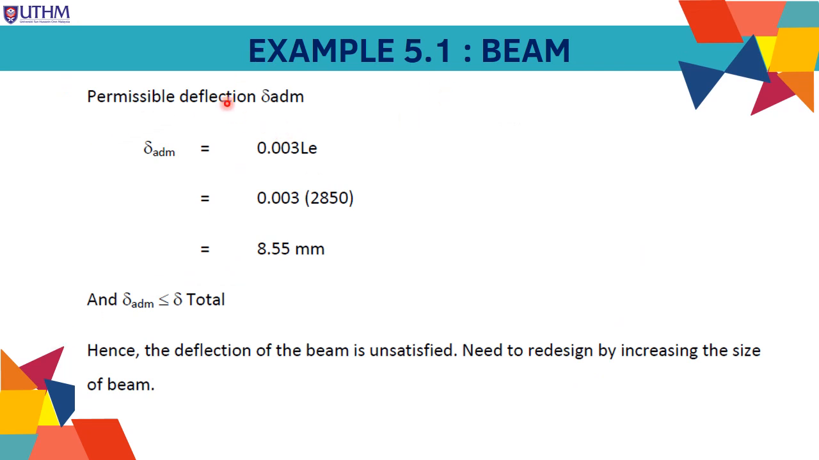To calculate the permissible deflection, that means allowable deflection for the beam, is 0.03 Le. So we will get 8.55 millimeter. We compare our permissible deflection with the total deflection. See here, our permissible deflection is less than our total deflection. Therefore, the deflection does not pass. We need to redesign by increasing the size of the beam.